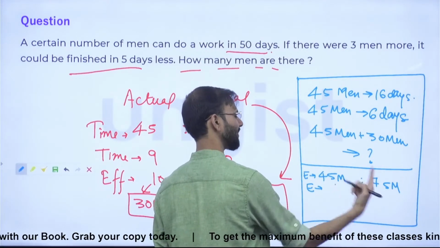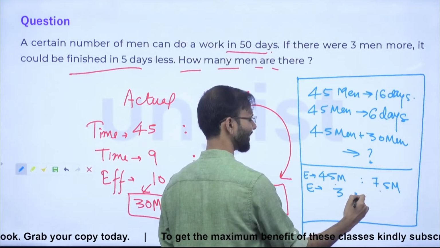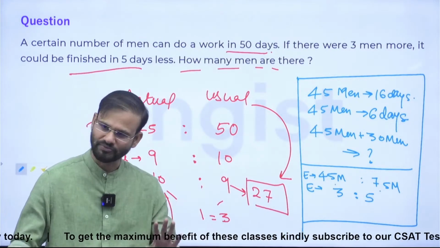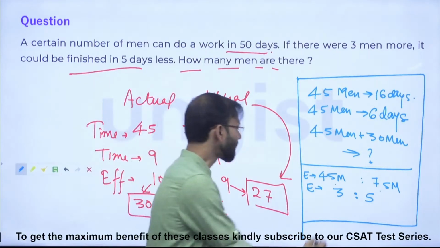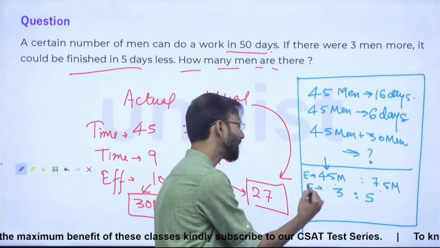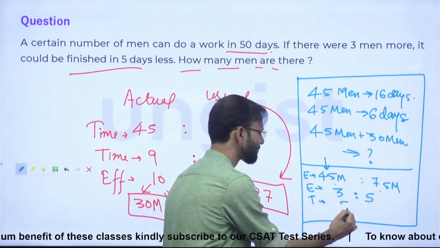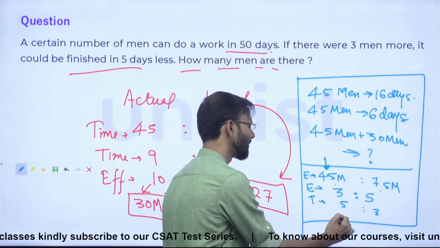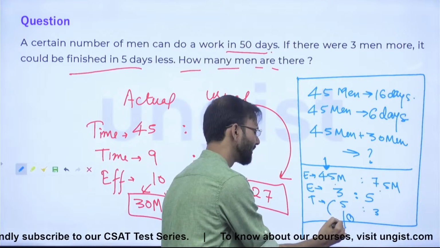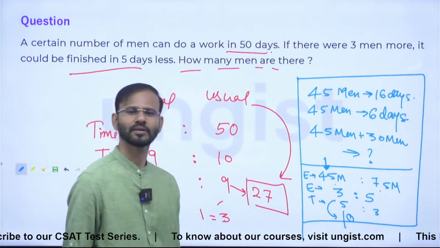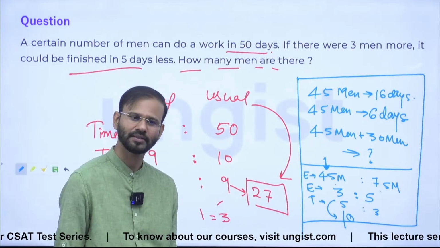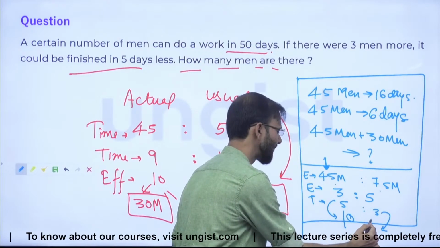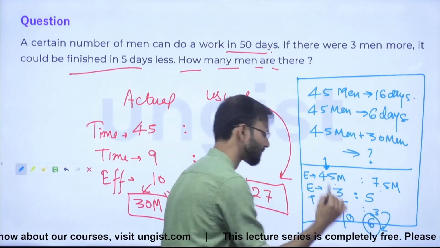15 threes are this, 15 fives are this. Efficiency is 3:5. Guys, if the 45 men continue that work, the ratio of the time would be 5:3. So if 45 men continue that work, they will anyway finish it in the next 10 days. So 75 men will be finishing that work in 6 days.